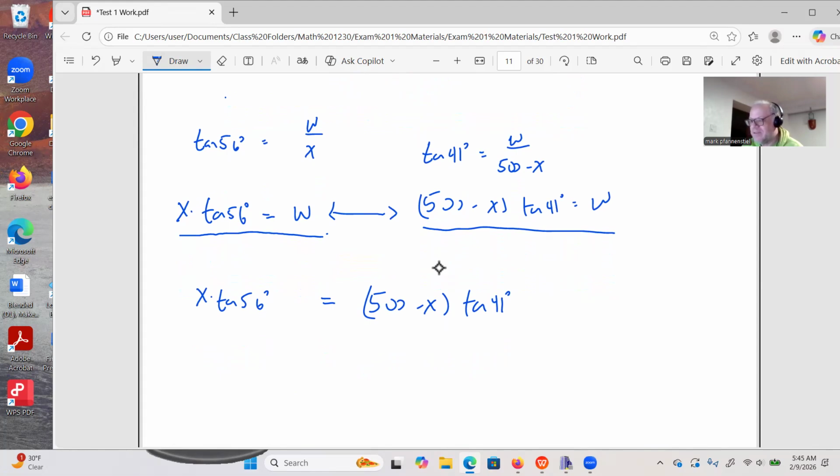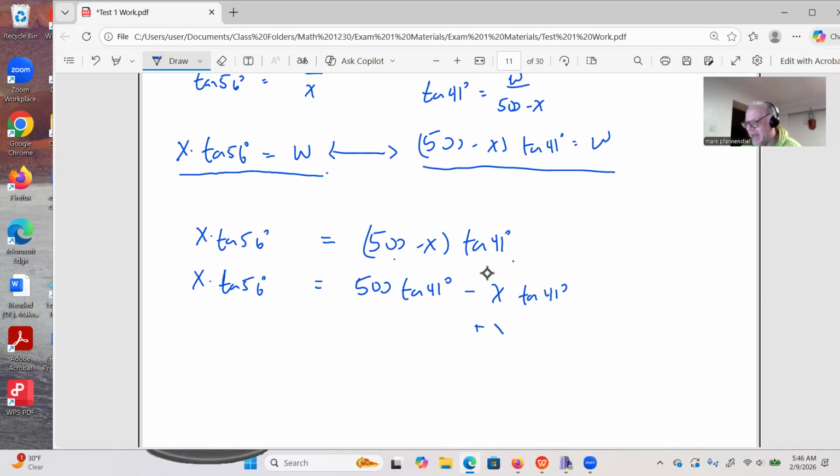All right, so we have X times the tangent of 56 degrees, which is just a number, equals 500 times the tangent of 41 degrees minus X times the tangent of 41 degrees. I just distributed the tangent of 41 degrees through this expression. We're going to pull all the X's to one side so we can figure out what X actually is going to be.